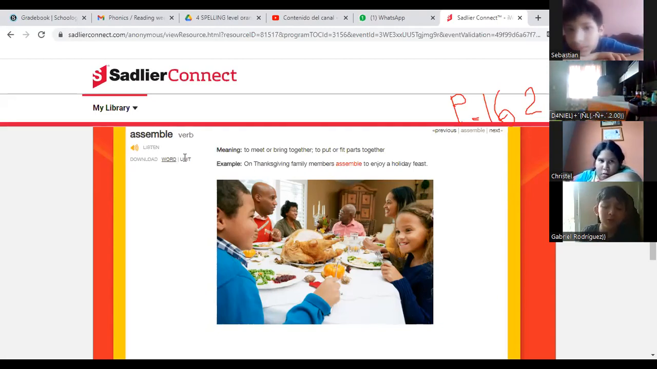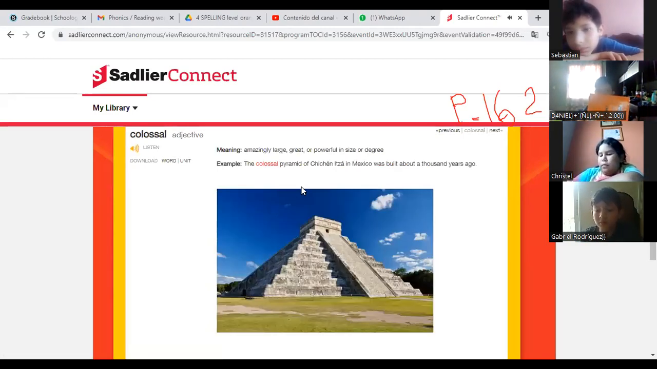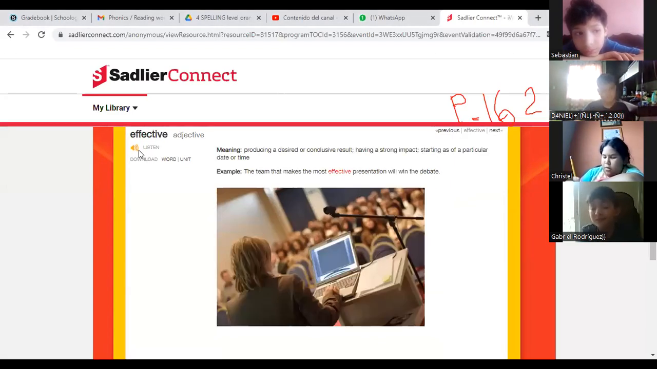And next one. Colossal. Colossal is an adjective. If something is colossal, it is amazingly large, great, or powerful in size or degree. The colossal pyramid of Chichen Itza in Mexico was built about 1,000 years ago. Now you say the word. Colossal. It would be amazing to be in this place and to observe that colossal pyramid of Chichen Itza in Mexico. Amazing. Okay, next one. That is in Mexico. Yes.